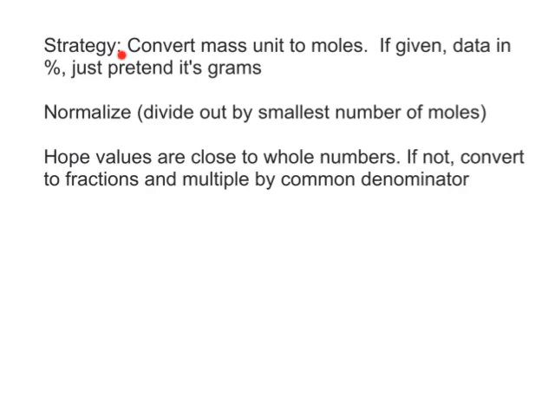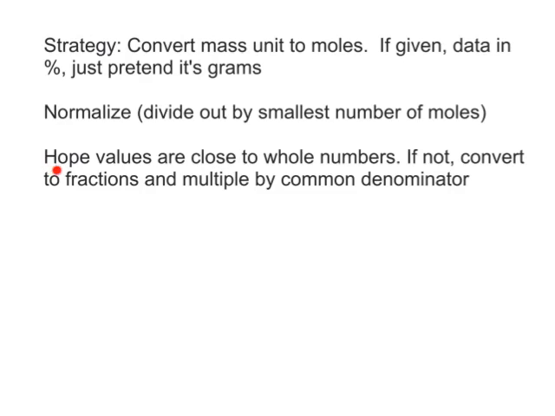Strategy, like most things, we're going to be working in moles. So whatever your mass unit is, we need to first convert that to moles. If your data is given in percent, we're just going to pretend it's grams. So whatever it is, pretend it's grams. If it's percent, let's just assume that you have 100 grams of the substance, so the percent becomes your mass. Then, here's a math term for you. We're going to normalize, and that means divide out by the smallest number of moles. So if you've got elements A, B, and C, whichever one of those has the smallest number of moles is what you're going to divide the others by.